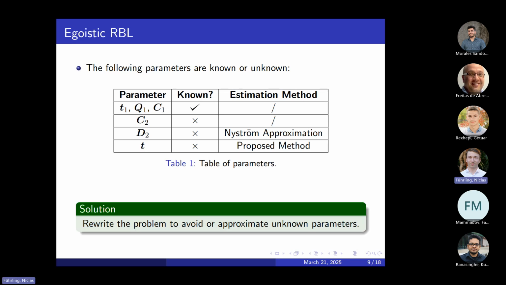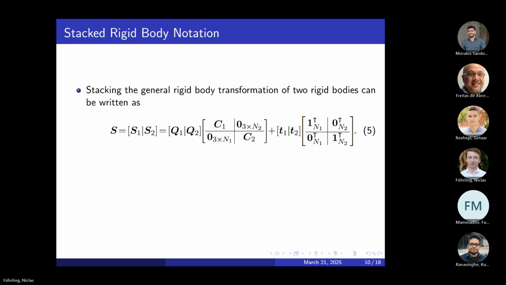So the solution is we rewrite the problem to avoid or approximate unknown parameters. Let's start by remodeling how we look at the rigid bodies. So first we had the two individual rigid bodies, S1 and S2. These can now be stacked into this general rigid body transformation frame. So now instead of S1 and S2, we only have one S. And if you just stack the equation that I showed in the beginning, you will get what is shown here in equation 5. So if Q1, Q2, C1, C2, T1, T2. Yeah, and then just the equation.